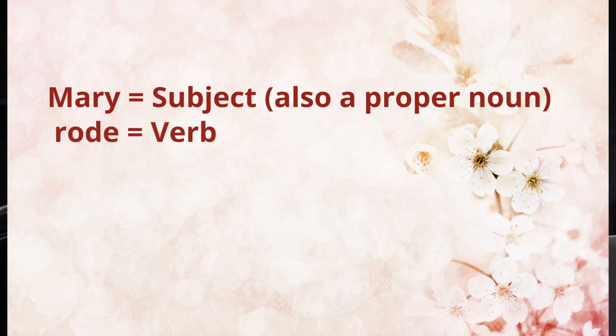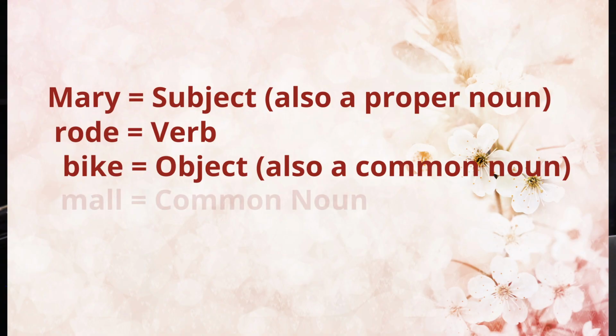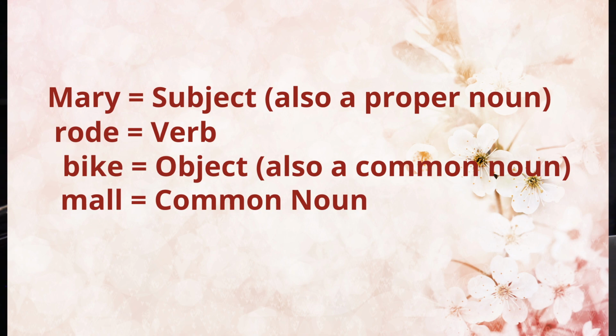Rode is the verb. Bike is the object. It's also a noun, a common noun. We don't capitalize it. It's not a specific bike. I suppose if Mary has named her bike, let's not go there. Bike, it's a common noun, and mall is a common noun.